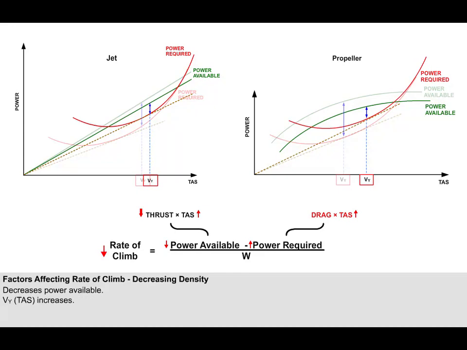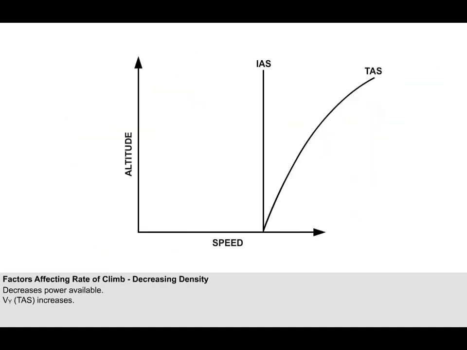We stated just previously that the true airspeed for Vy increases with decreasing density. As pilots, we fly using indicated airspeeds, and therefore it is important to understand what happens to the indicated airspeed of Vy. In order that we may understand, a further explanation is needed. Shown on screen is a graphical representation of the relationship between indicated airspeed and true airspeed with altitude.